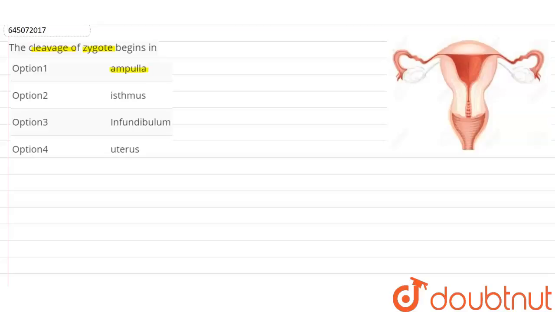In this question, we have to identify the site where the cleavage of the zygote begins. Is it in the ampulla, the isthmus, the infundibulum, or the uterus? So all of these structures are associated with the reproductive system.